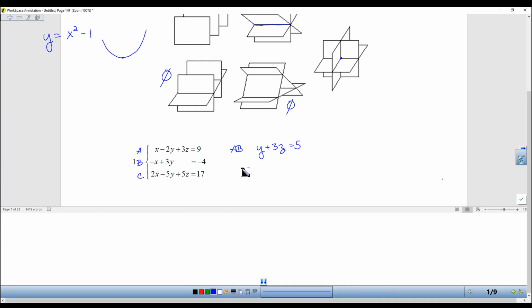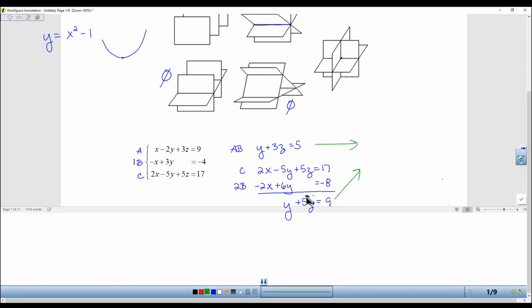Now I need to use equation C. That's mandatory because I haven't used it yet. But whether or not I use A or B next is completely up to you. So I'm going to use B, but I'm going to multiply it by 2. That way my x's will cancel again. So times 2, times 2, there's no z's, and then times 2. So I'm going to add these together, and the x's cancel, and I get y plus 5z is equal to 9.